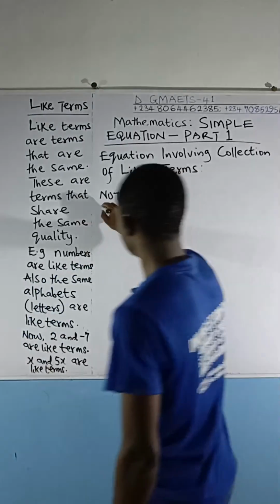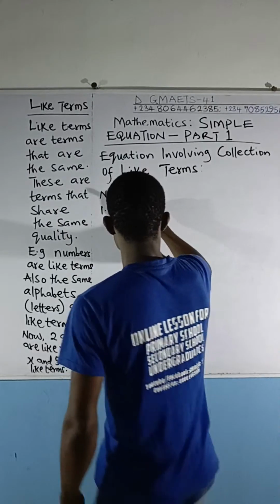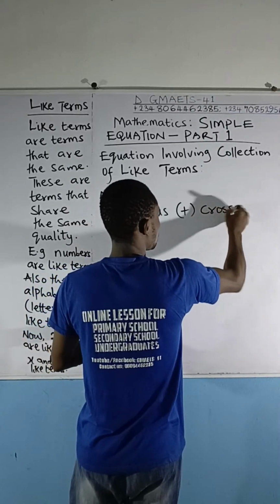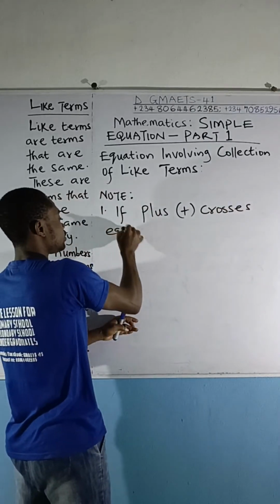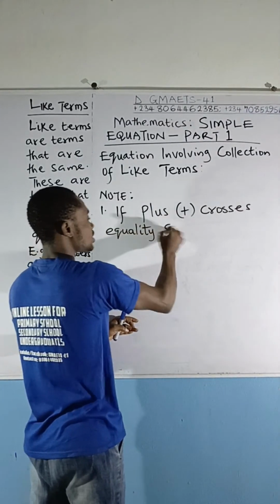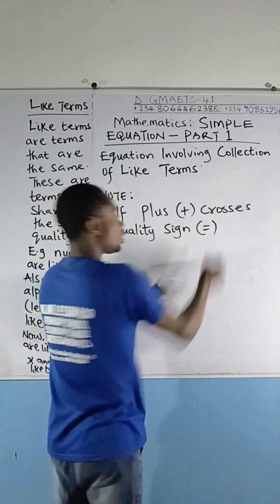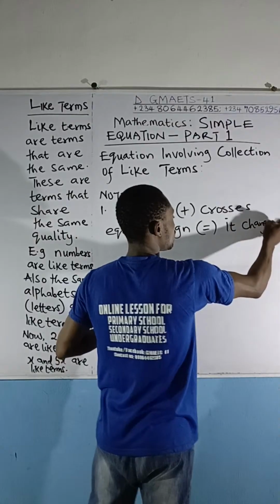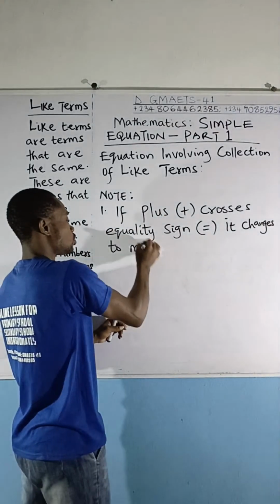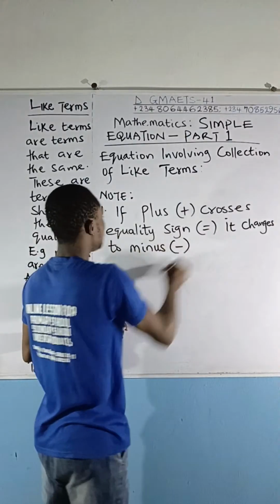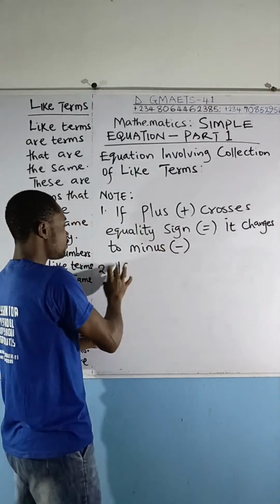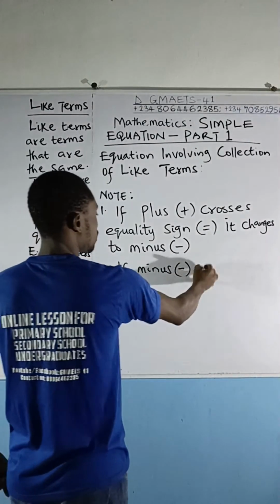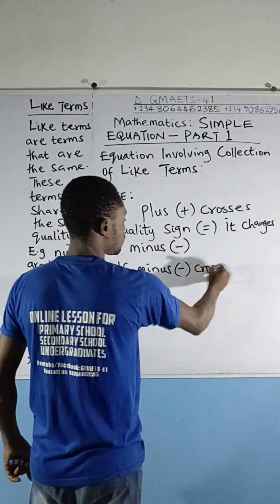So note, number 1, if plus crosses the equality sign, this is the equality sign, it changes to minus. You want to remember this. It changes to minus. Then number 2, if minus, this is the symbol of minus, crosses the equality sign.